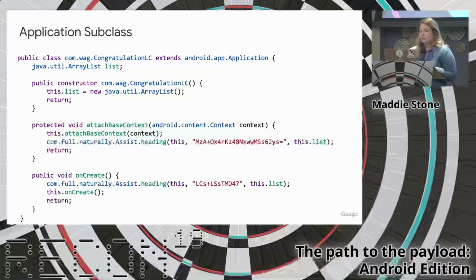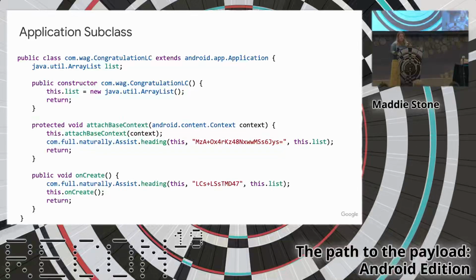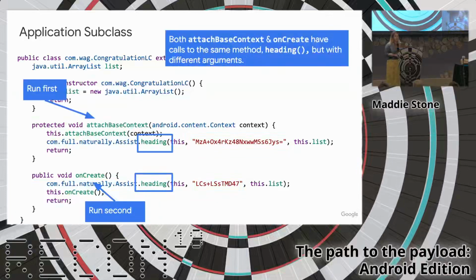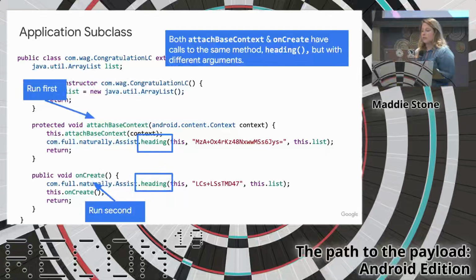So this is all the code that exists in the application subclass for this application. And there's 2 different methods in here. We have attachBaseContext and onCreate. attachBaseContext is always run first, and then onCreate is run. And one of the things first is that all of our strings are obviously obfuscated, and we'll come back to that. The next thing to note is that these 2 methods look exactly the same, have the exact same method call in them, the only difference is an argument. So we need to remember that the one in attachBaseContext is run first with its argument, and then onCreate runs that exact same method, but with a different argument.